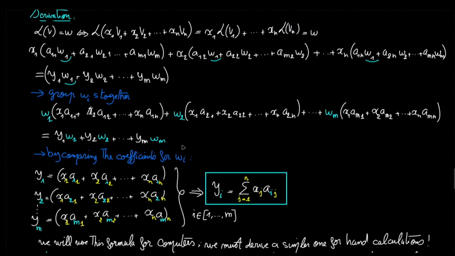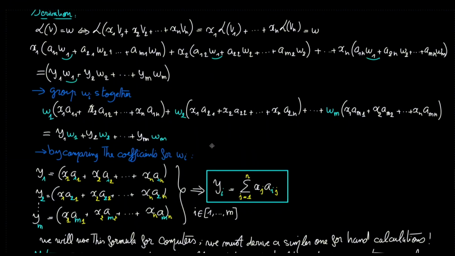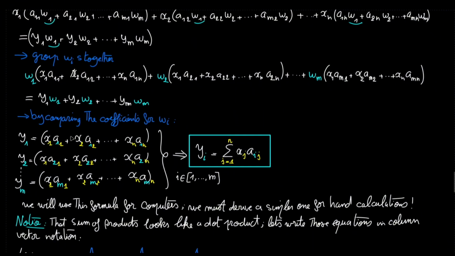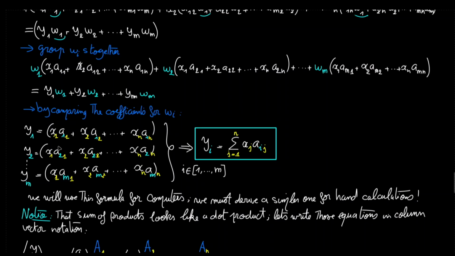Then for this equation to hold, this implies that these coefficients must be equal to y1 and this coefficient must be equal to y2 and so on. So by setting the coefficients equal to each other, we obtain y1 equal to x1 a11 plus x2 a12 and so on, and y2 equal to that other sum. This looks quite like a dot product, doesn't it?